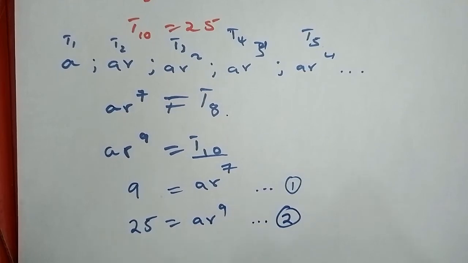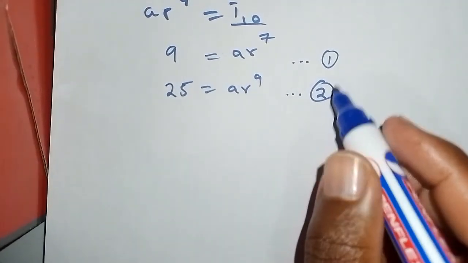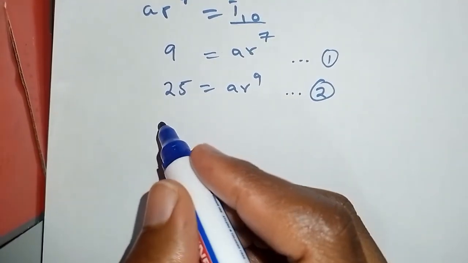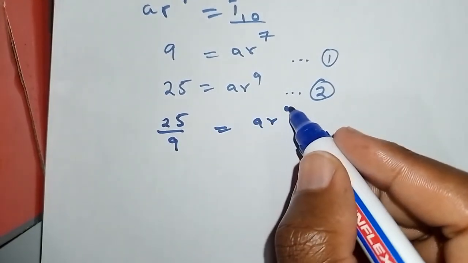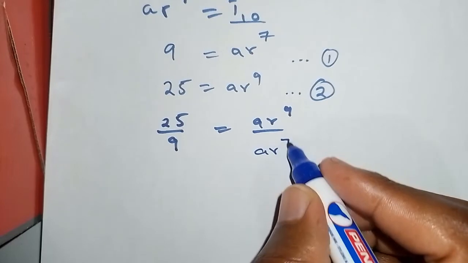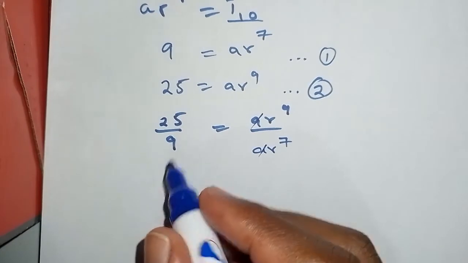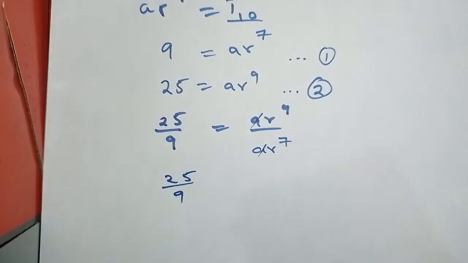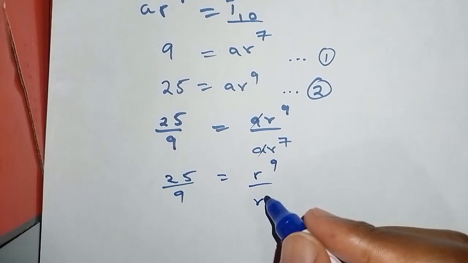If you have something like this, what can you do to solve it? If it was me, I would just say T2 divided by T1. It means I'm going to have 25 divided by 9 equals ar to the power 9 divided by ar to the power 7. Oh, this a and this a cancel. This will give me 25 over 9, and I have r to the power 9 over r to the power 7.